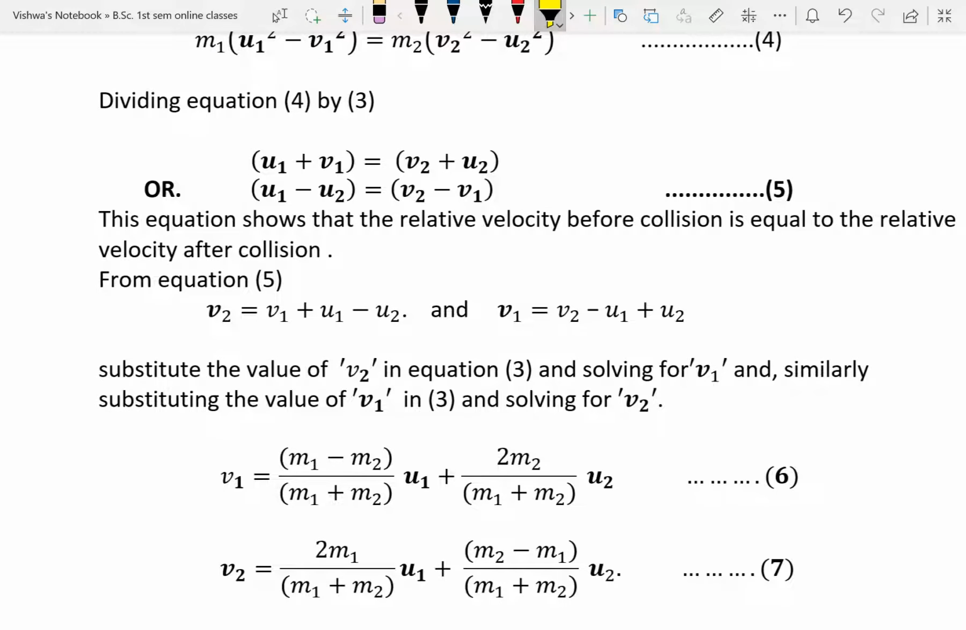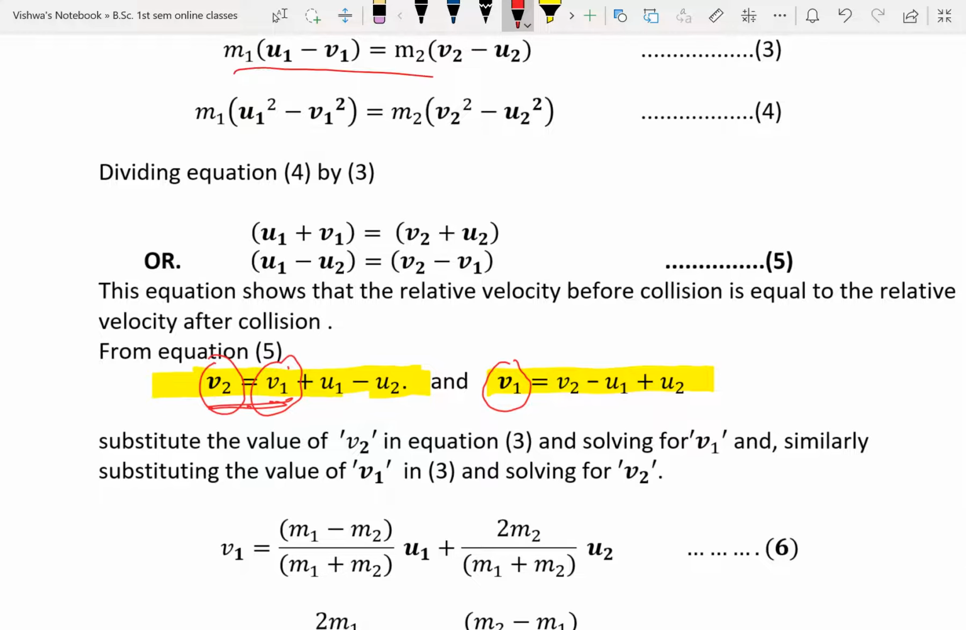Equation 5 is here: v2 equals v1 plus u1 minus u2, and v1 equals v2 minus u1 plus u2. Here these equations are not sufficient, because in this equation there is a v1 term, which is also an unknown term. For that we can't find both these unknowns at a time. So we have to modify these equations in terms of all known quantities. For this, I am going to use equation 3, substituting the value of v2 from one equation and the value of v1 from another equation into equation 3.